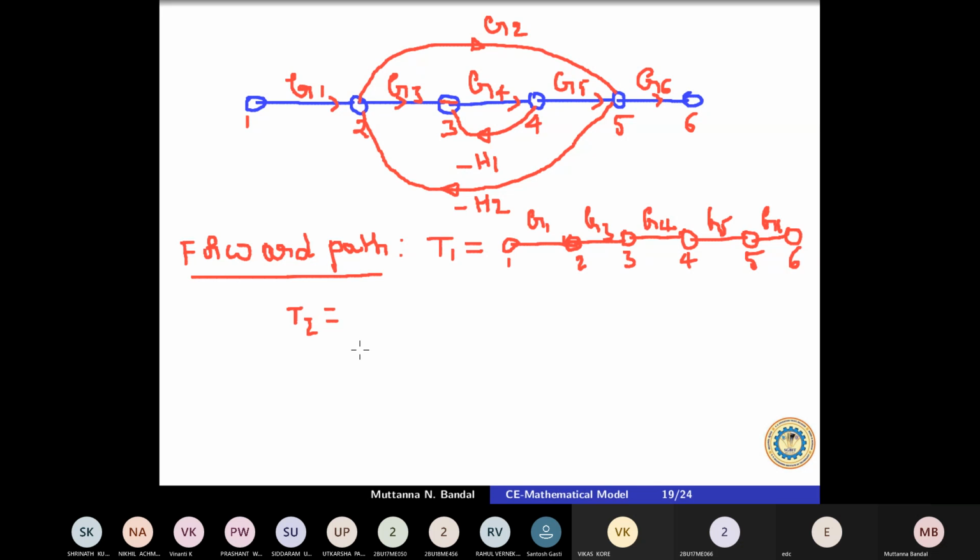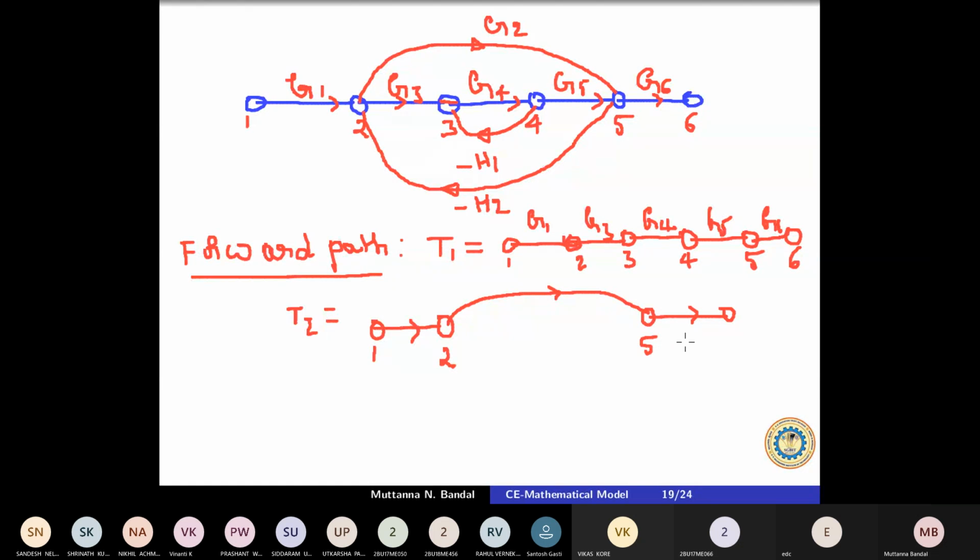Vikas, can you tell what is T2? Sir, 2 to 5. It should be in a forward path, right? So 2 to 5 is only one loop. A forward path means it should start from the input till the output. So input starts from 1, 2, then it will take a diversion from 2 to 5 and 5 to 6. So this is the second forward path.